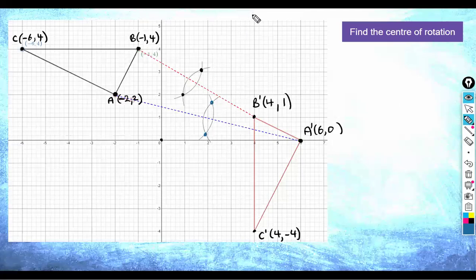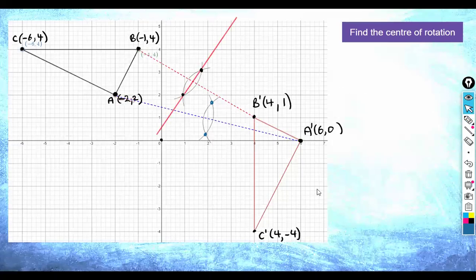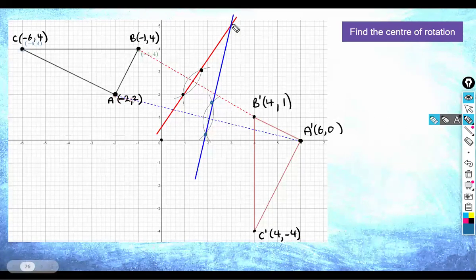I'm going to draw a perpendicular bisector through the two black points and do the same thing through the two blue points. The red line there and the blue line, both of them meet over here. It looks like the final answer is 3, 5.